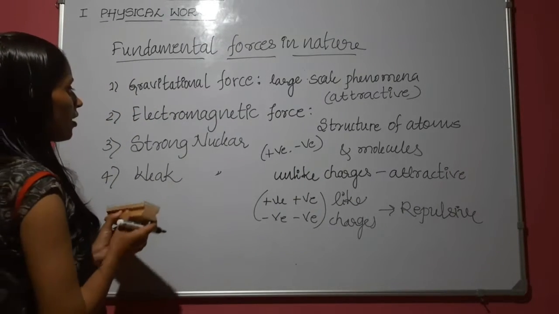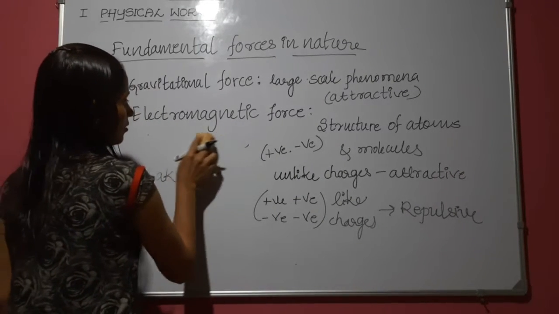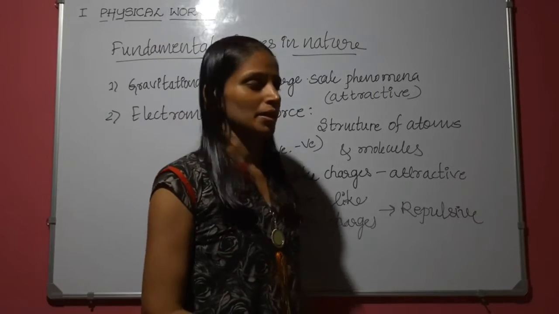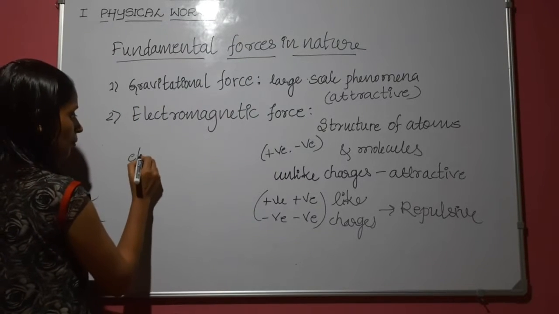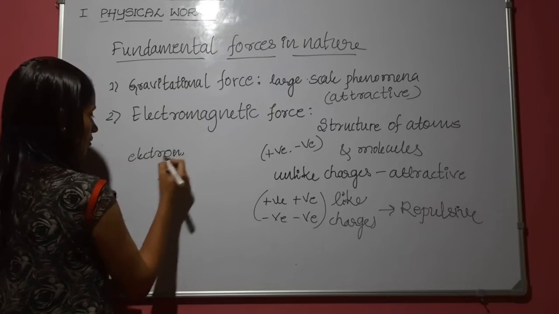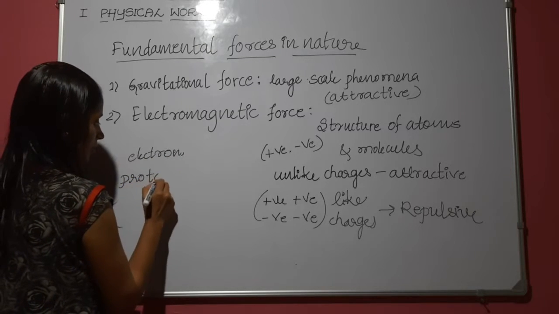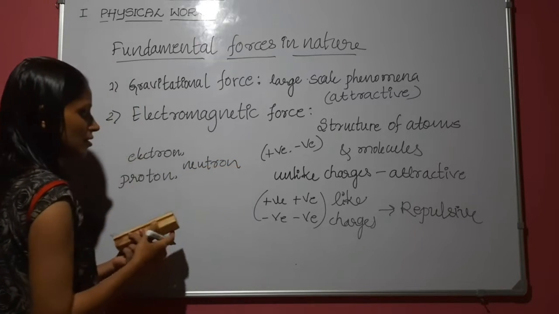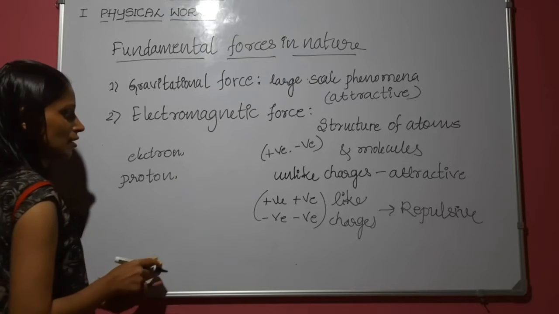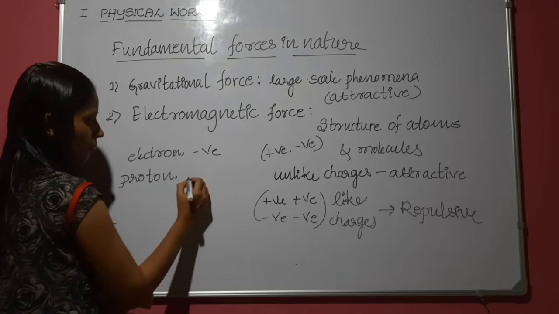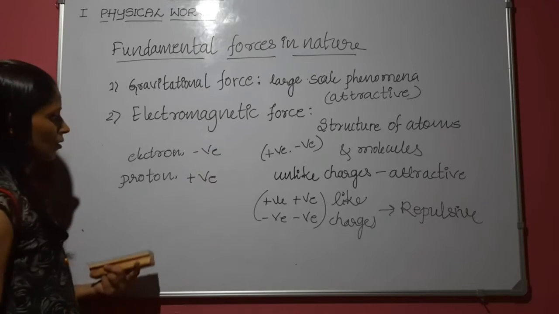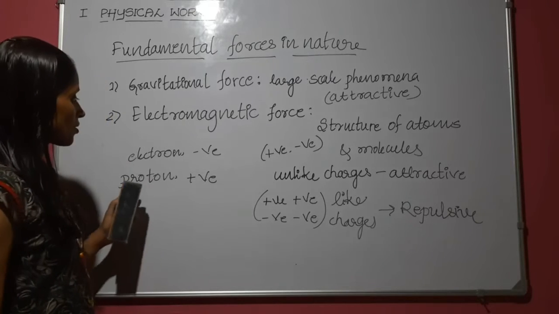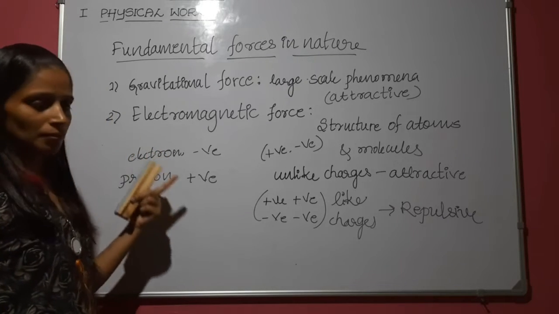So, as we know, the constituent particles of matter are electron, proton and neutron. Neutron is chargeless. Okay, electron is negative charge and proton is positive charge. So these are the constituents of matter.